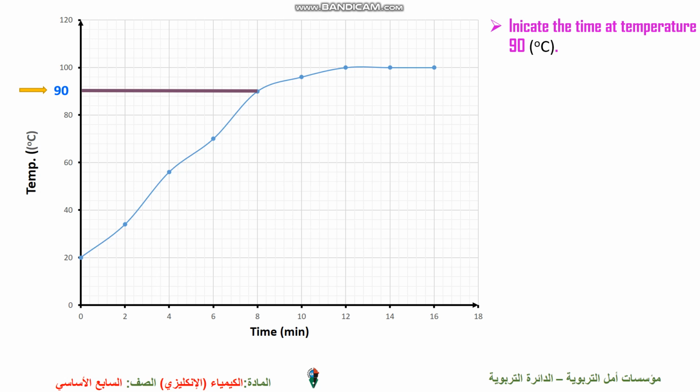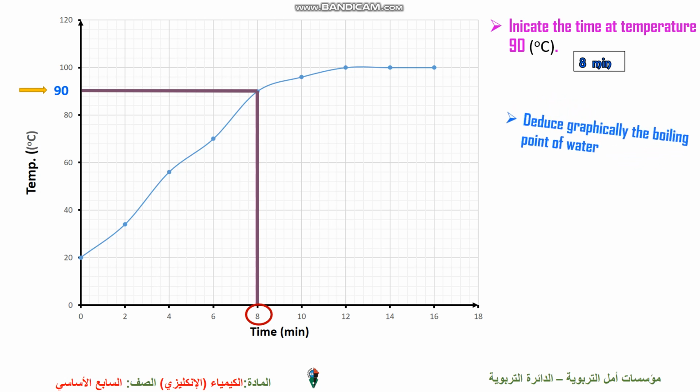I will draw from this point a perpendicular line in order to reach the curve, then down another perpendicular line. I now get the time, which is 8 minutes. So 8 minutes is the time at the temperature 90 degrees Celsius.